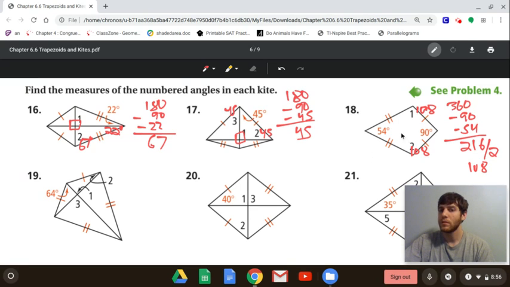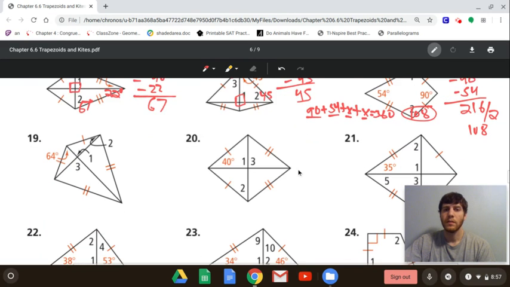Okay, the other way to do this is to make them x. You could have made each of those x, and you would have had 90 plus 45 plus 54 plus x equals 360, because the four angles, 1, 2, 3, 4, all add up to 360. And so then you would solve that and you would end up with x equals 108. Okay, so 108 and 108.